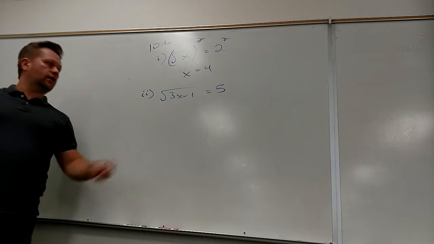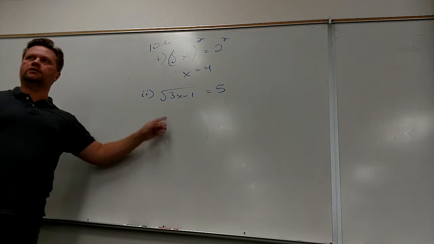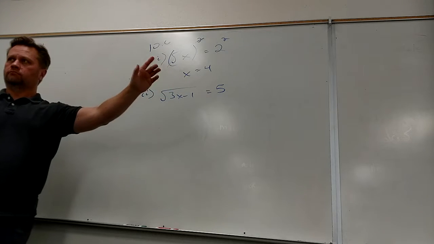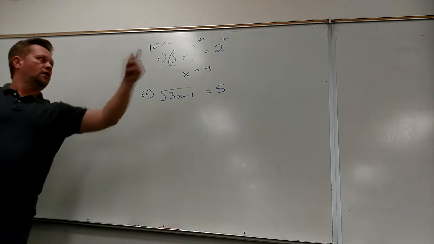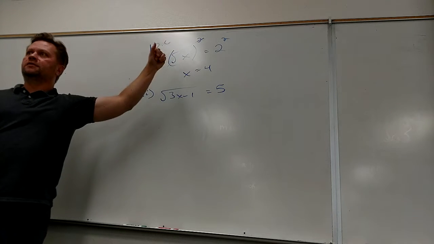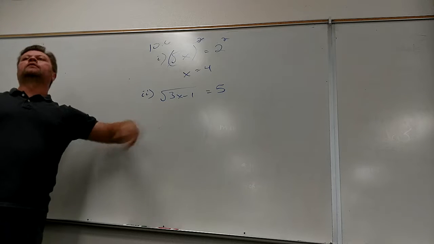So your brain should not care about the fact that this is 3x minus 1. It's just that the x is in here. So how do you get rid of this radical? Square both sides. It's amazing. See, I didn't square both sides because there's an x. I square both sides because there's a square root on my x stuff. I'm going to square.